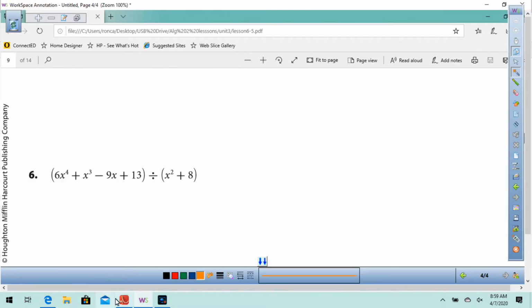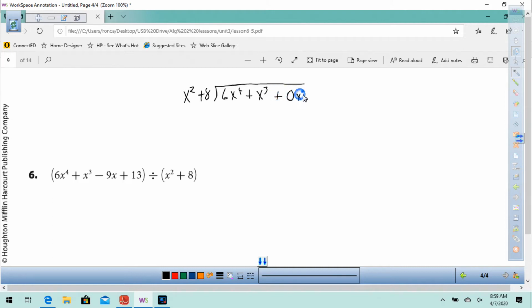Okay. So we got x squared plus 8, dividing into 6x to the 4th plus x cubed. Now I don't have an x squared in here, so I'm going to put in a placeholder, plus 0x squared, and that's going to be a placeholder, minus 9x plus 13.